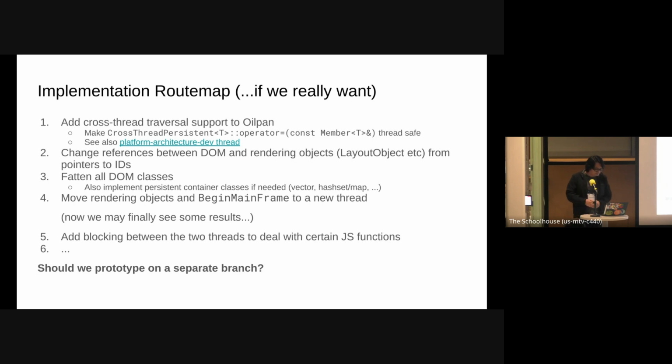And I'm wondering if we can just start a prototype, not on the trunk, because I don't see how to make progress there. It's really complicated. So maybe we can do some prototyping on a separate branch. Yep, that's it. So any questions?